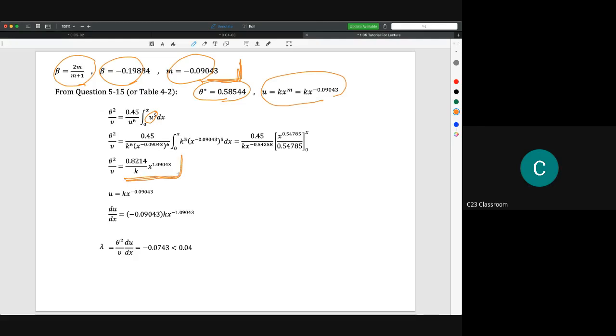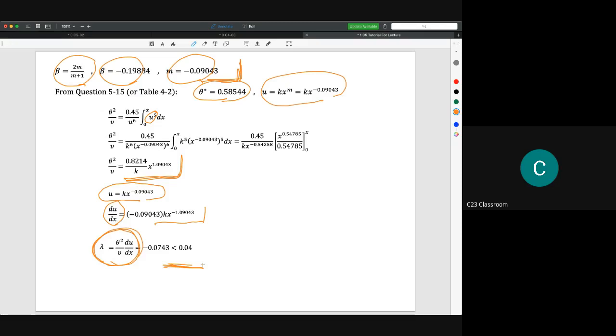Okay, so again we have u equal to kx to the power of negative 0.09. We differentiate it with respect to x, so we get this term. And finally, we could calculate the value of lambda. The value of lambda here is equal to negative 0.0743, which is smaller compared to 0.04.